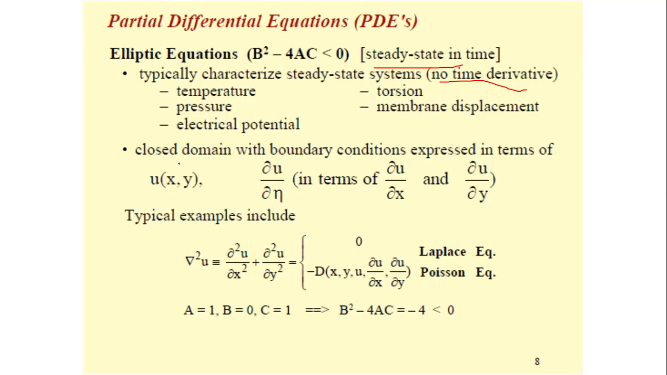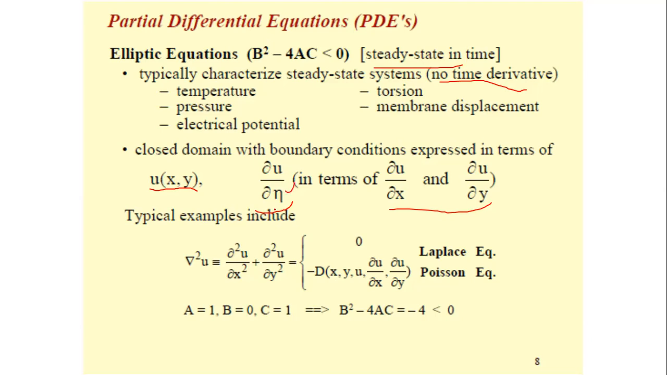Usually we define them with certain boundary conditions, like the functional value u at the boundaries, as well as the first order derivative at the boundaries. Later on we will discuss this in detail. Here eta simply means it can be x or y. So instead of writing del u upon del x and del u upon del y separately, we simply write del u upon del eta. Eta is either x or y.